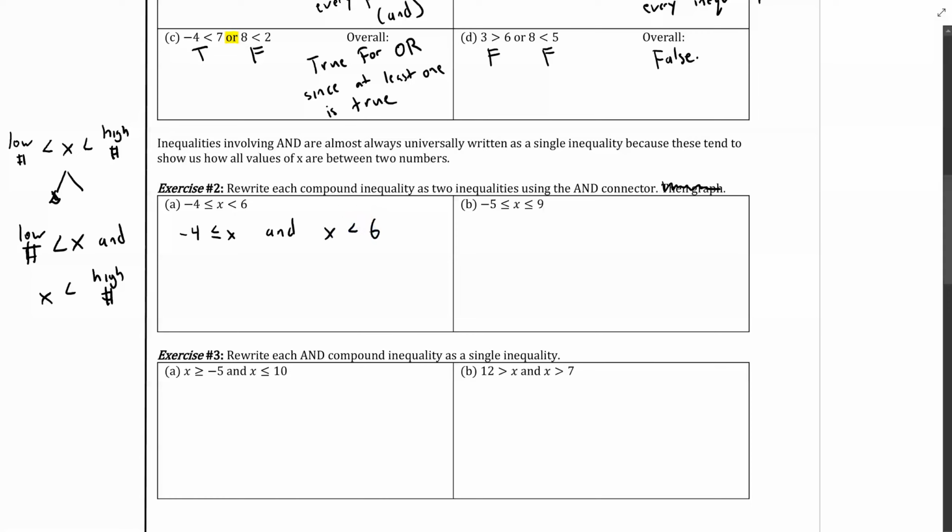Okay, go ahead and try to do part B. So for part B, hopefully we wrote -5 is less than or equal to x, and x is less than or equal to 9.